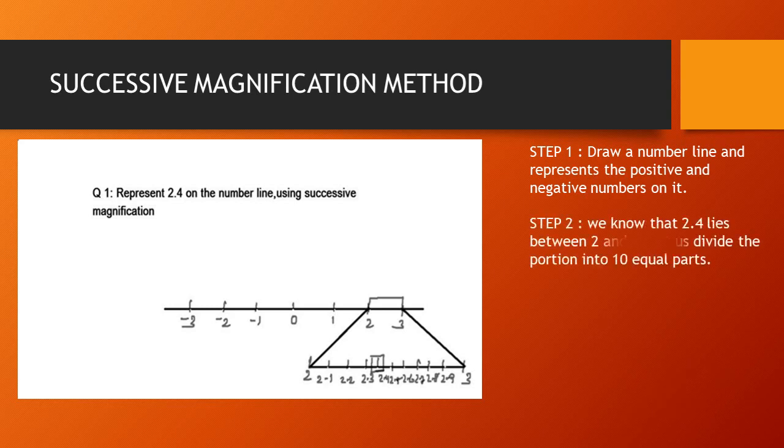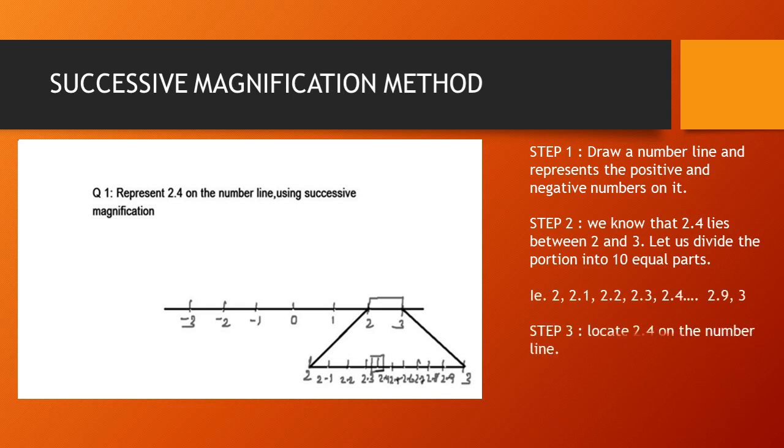So let's focus the portion between 2 and 3. We'll divide this portion into 10 equal parts, that is 2, 2.1, 2.2, etc., up to 2.9, 3. In the question, they ask you to locate 2.4 on the number line. The last step, so you locate 2.4 on the number line.